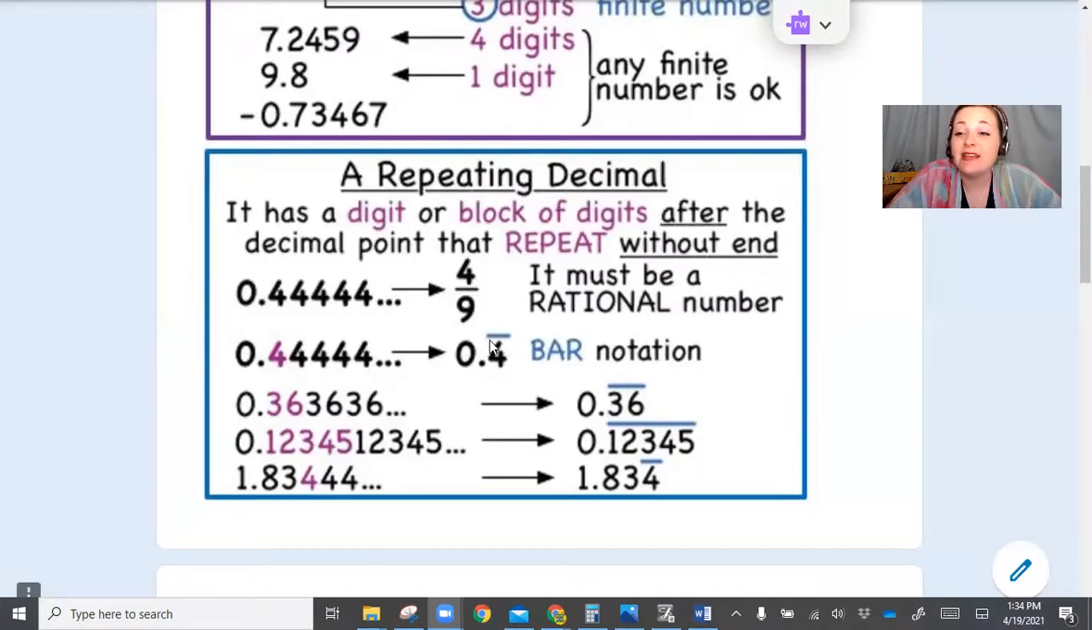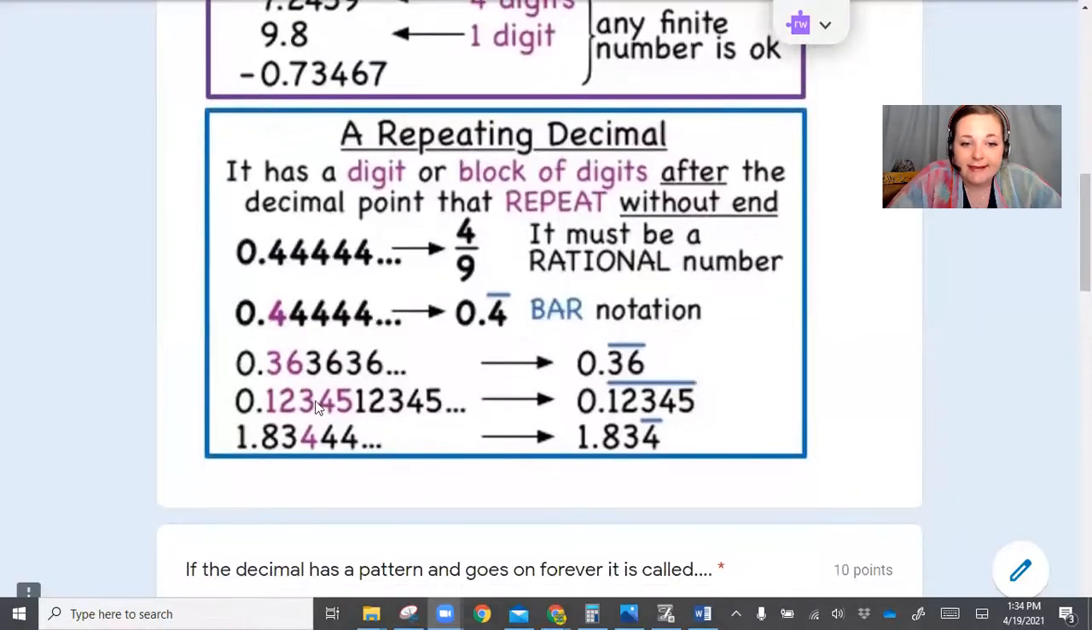That is called a vinculum. And the vinculum goes on top of the digits that are repeating. So as we notice, we have 0.3636 repeating. So we're going to put the bar over the 3 and the 6 because both of those digits are repeating.